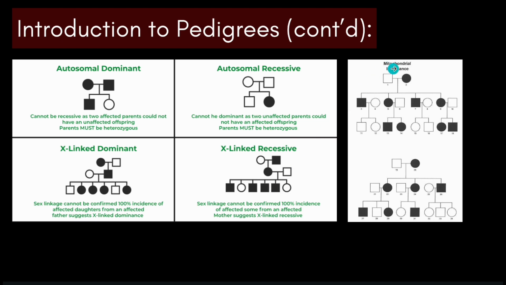Now, mitochondrial inheritance, this basically refers to the mom passing down the disease to all her offspring. As you can see, in the first generation, mom is affected. In the second generation, all of her kids are affected. And then the moms in the second generation, they all pass it down to their kids as well. But the son doesn't pass it down, since the mitochondrial genes only come from the mother. That's a good way to remember that. Very easy to spot compared to some of these.